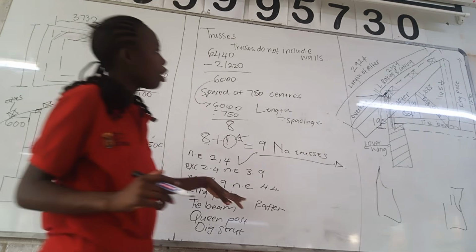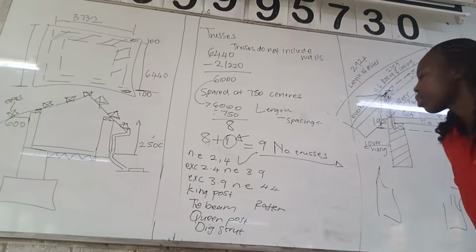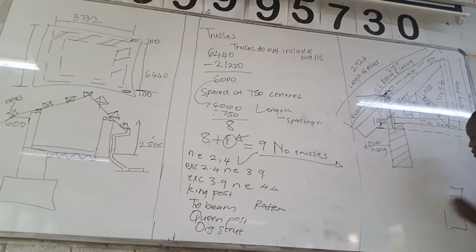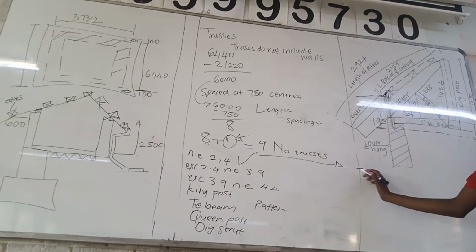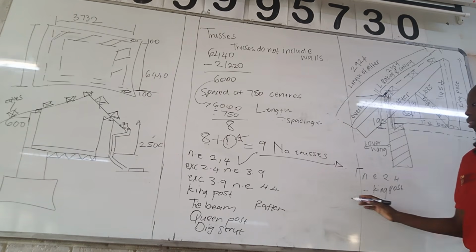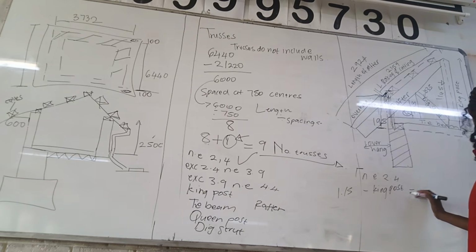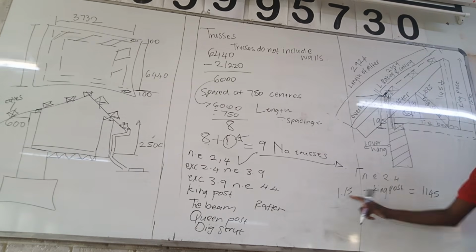So let us check. King post, here it is. The length of the king post is 1145. Is it exceeding 2,4? Okay, so it means we are going to group it. You write the description there, and then just summarize, not exceeding 2,4. So the ones that are not exceeding 2,4, we are going to start with the king post again. What is the length of the king post? 1145, so it's 1,15.